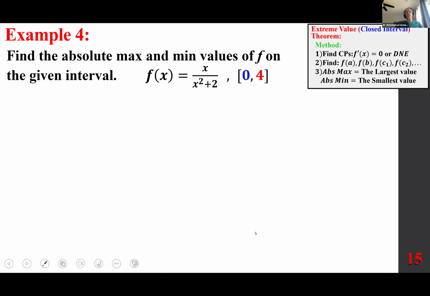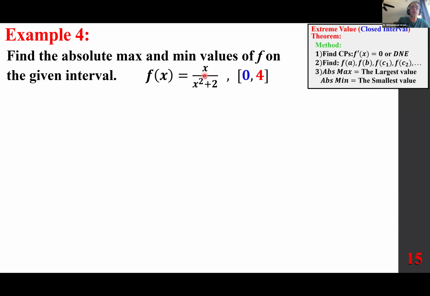I want to remind you, as far as the maximum and minimum value is concerned, if we have a continuous function and a closed interval, it gives rise to the extreme value or closed interval theorem, which means the function must have an absolute max as well as absolute min. The methodology is to find the critical points by finding f prime equal to 0 and f prime does not exist. Then we evaluate the function at the endpoints a and b as well as the critical points. Absolute maximum is the largest value. Absolute minimum is the smallest value.